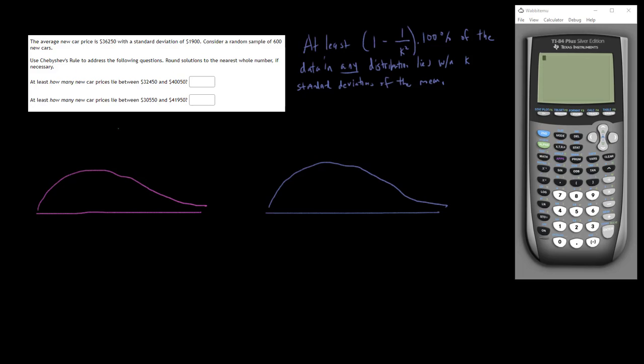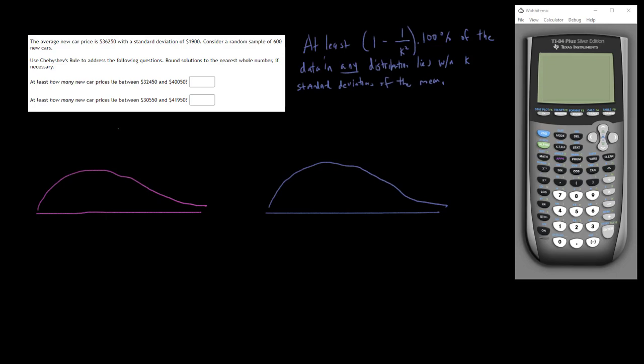Okay, let's talk about Chebychev's theorem for a few minutes. So we have a problem here that says the average new car price is $36,250 with a standard deviation of $1,900. Consider a random sample of 600 new cars. Use Chebychev's rule to address the following questions and then round to the nearest whole number if necessary. So at least how many new car prices lie between $32,450 and $40,050?